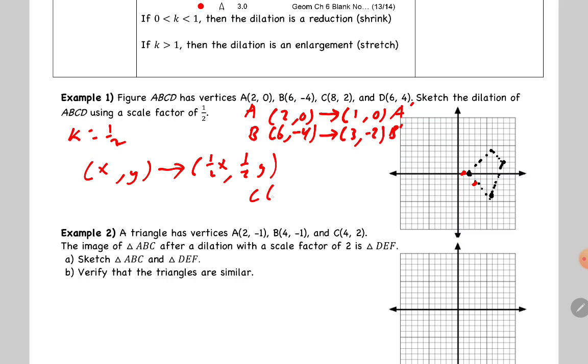C, which is (8, 2), becomes, taking half of the x value, which is 4, and half of the y value, which is 1, so (4, 1). And then D, (6, 4): half of 6 is 3, half of 4 is 2. And then there is our figure.